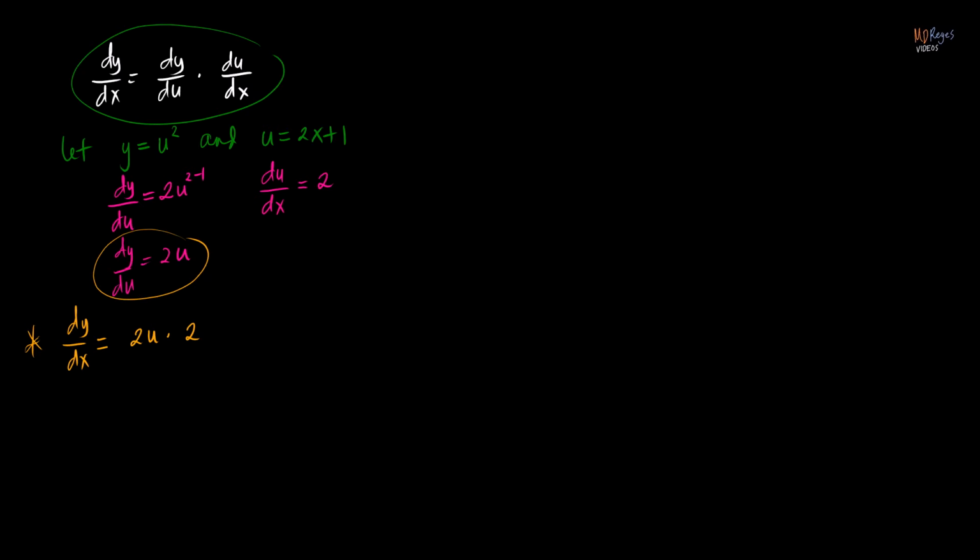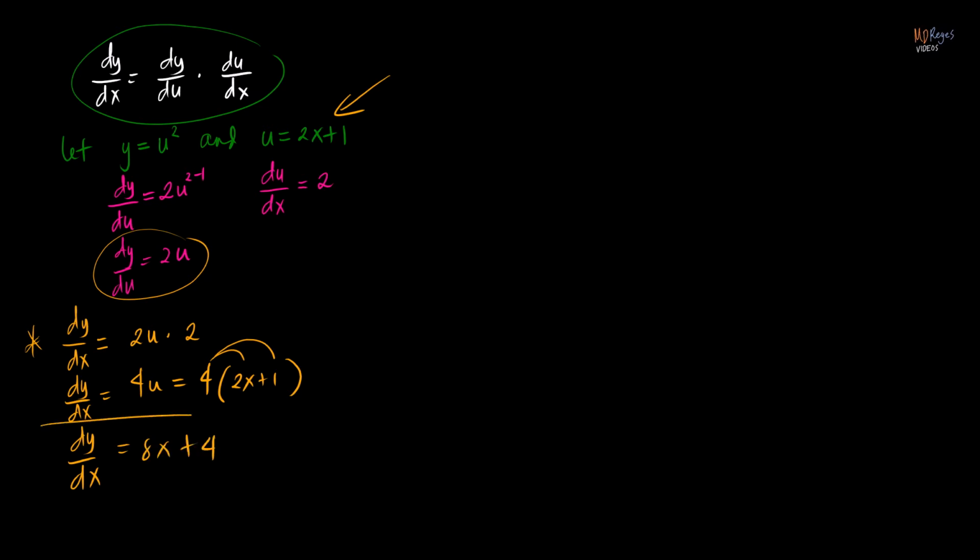So dy over dx is equal to 2u times 2, which is 4u, while u here, look at this given, is 2x plus 1. So in terms of x, it's 4 times 2x plus 1. Now simplifying by distributing 4 inside the parentheses, dy over dx is equal to 8x plus 4. So we get the same answer. So it's the same formula, but using different notations.